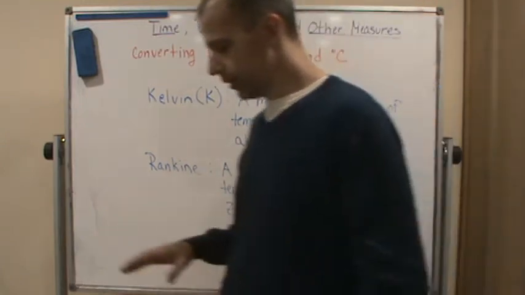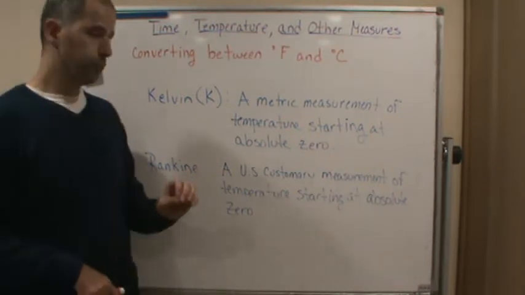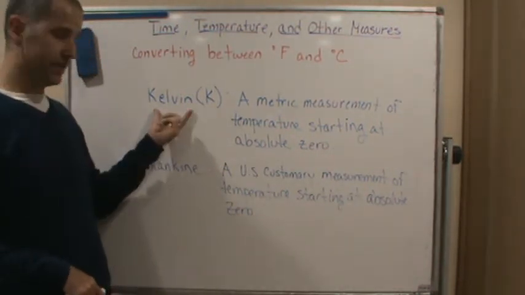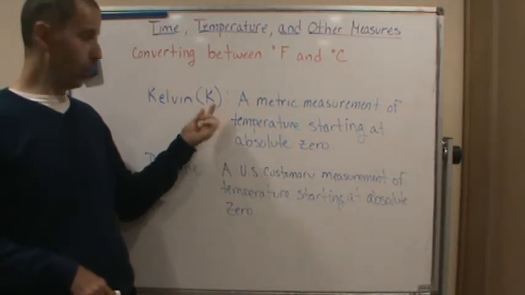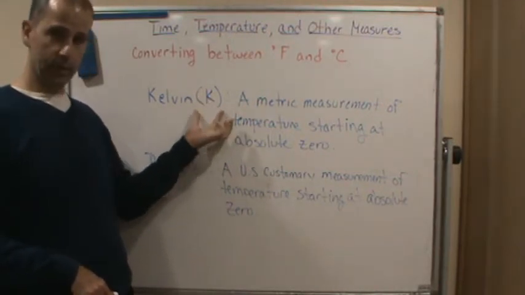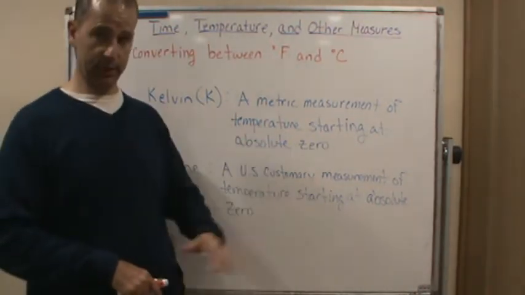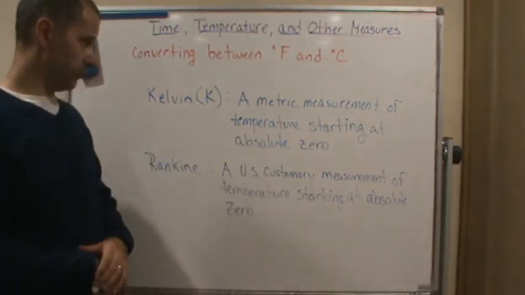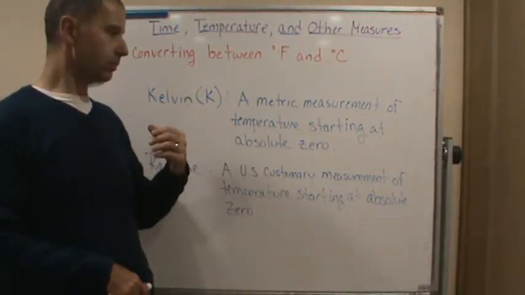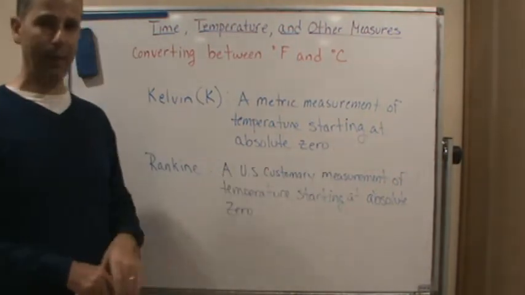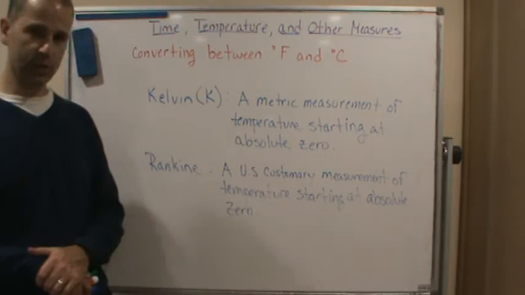So let's start talking about these two. Okay, now both of these are measurements of temperature. This is the Kelvin, which denotes a K, so these have no degree signs, but these are called kelvins. Kelvin is a metric measurement of temperature, and it starts at what's called absolute zero. Both of these start at absolute zero.